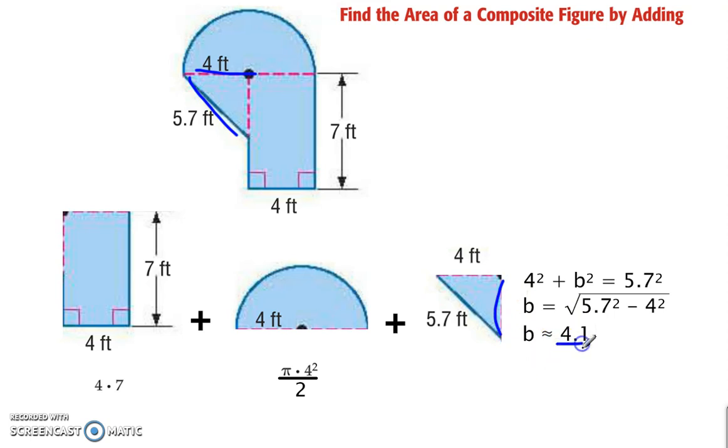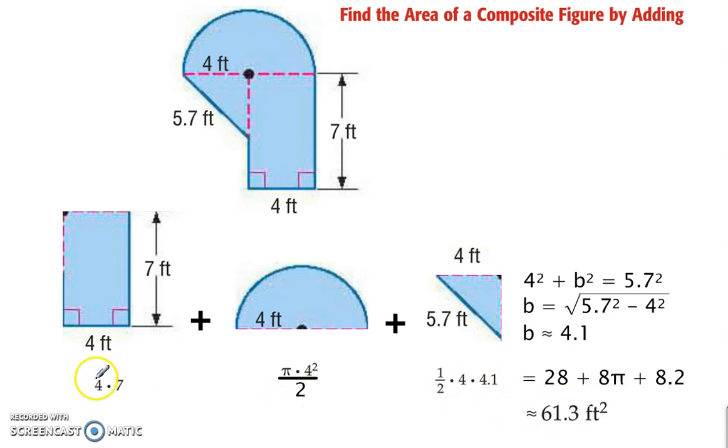So there we go. We got this side, 4.1. And that gives us an area, 1/2 base times height, 4 times 4.1. It's approximately 28 plus 8 pi plus 8.2. And that is 61.3 feet. So just adding each of these segments together. And that's finding the area of composite figures.